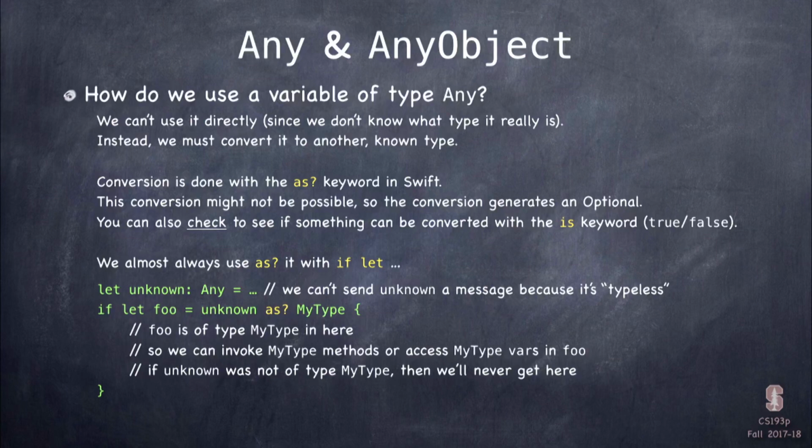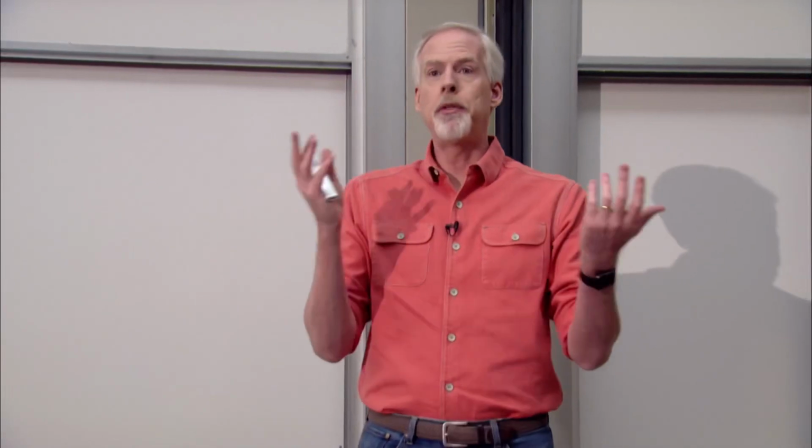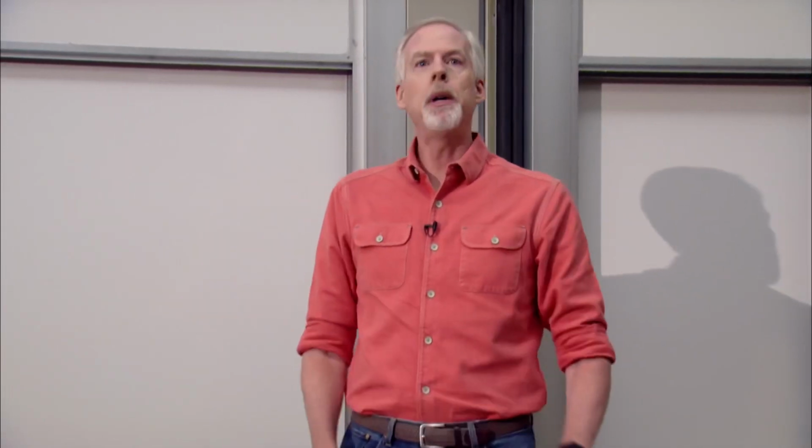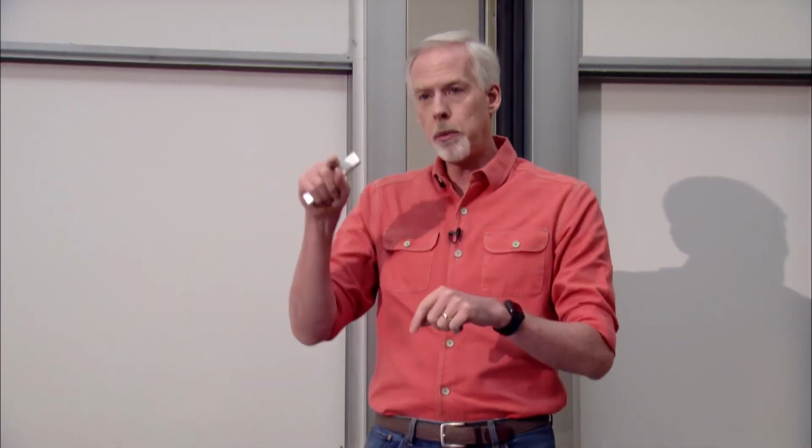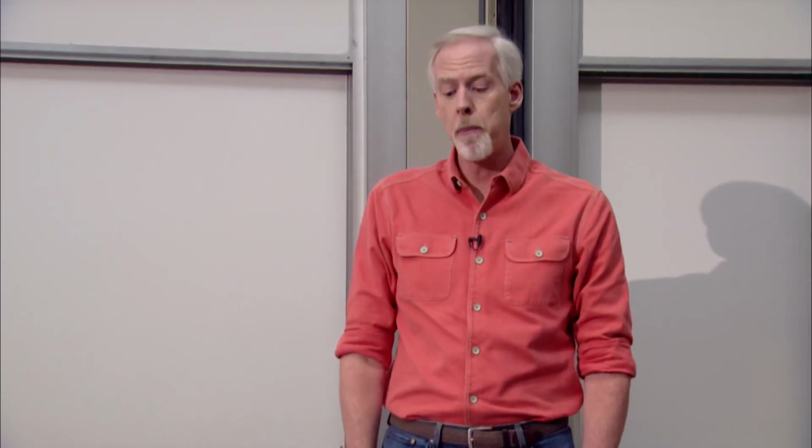And you can see this is nice. It reads like English. If I can let foo equal unknown as MyType, then I'm going to use it as MyType. So that's it. It's very simple. That's how we access Any. And if unknown was of some other type and couldn't be interpreted as MyType, then the stuff in the curly braces doesn't happen. You could even say else, and something else would happen. That would be fine too.